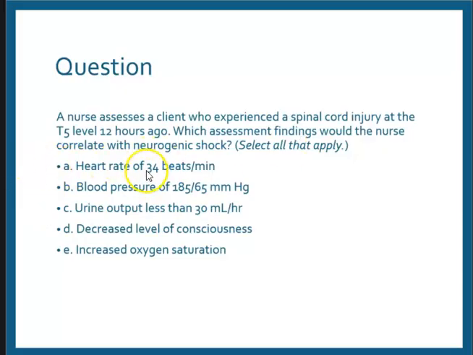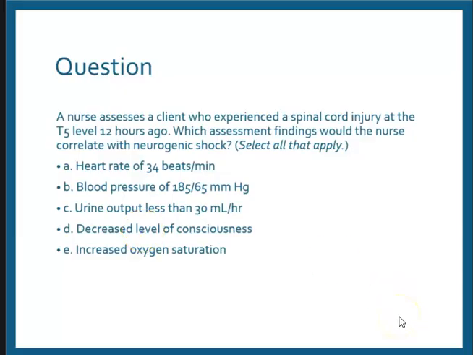Well, we would probably see a low heart rate because it is a form of shock. Not so much the blood pressure. They are more hypotensive. Urine output less than 30. Absolutely. They are in shock. Your body's going to try and restore some fluids because the fluid is not where it's supposed to be, and it could also cause some kidney injury. So they're not going to be peeing so well. So we have heart rate, urine output less than 30. Decreased level of consciousness. Absolutely. It is a form of shock, so they're not going to be with it. And then increased oxygen? No, it's going to be decreased oxygen. So our answer is A, C, and D.